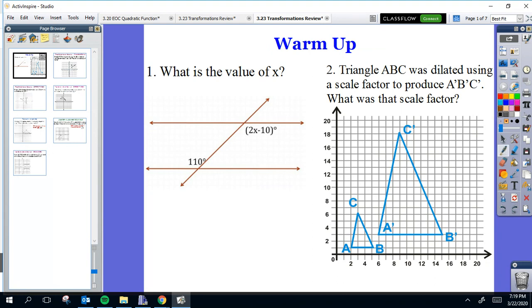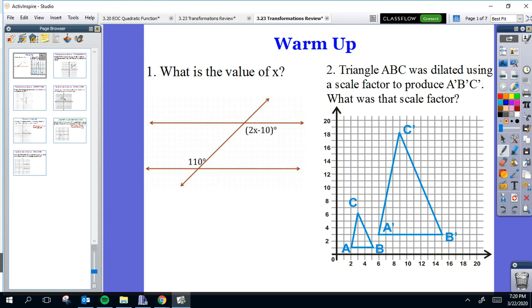All right, so to begin solving number one, it says, what is the value of x? I want to take a look at what angles I'm dealing with. So I'm dealing with this one right here, 2x minus 10, and this one right here, 110. For these problems, I need to figure out if they're going to be supplementary or if they're going to be congruent.